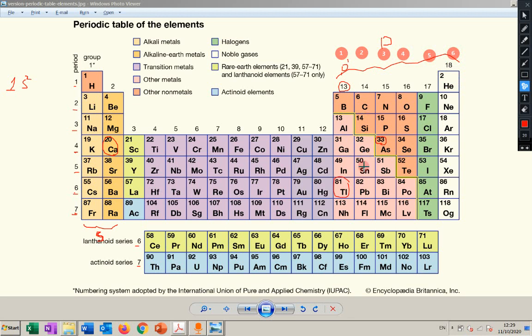So anyway, within this column, they have the property that they finish with p1. Here p2, p3, p4, p5, and p6. And that gives us another piece of information which we call valence electrons. Why? Because all of them have similar behavior due to having similar valence electrons. So those are basically the p orbitals.